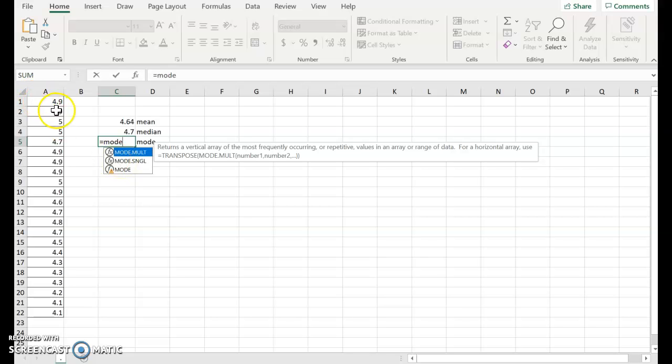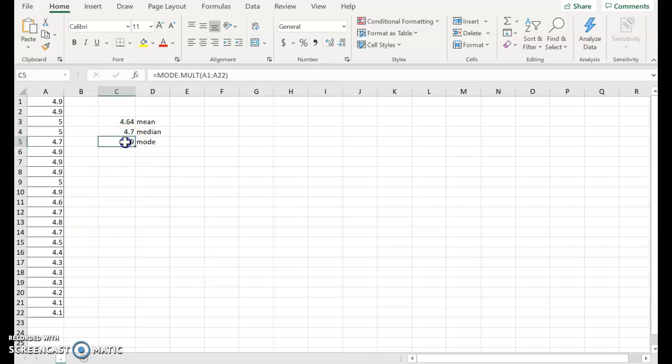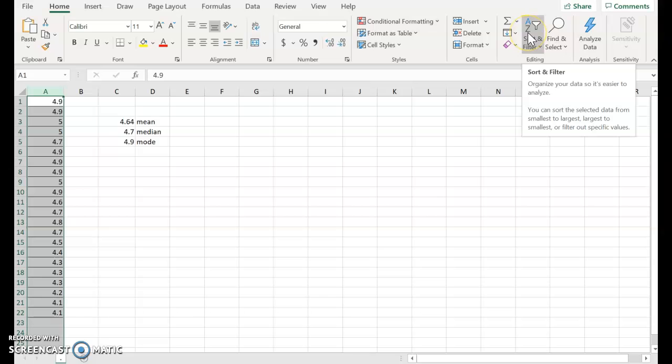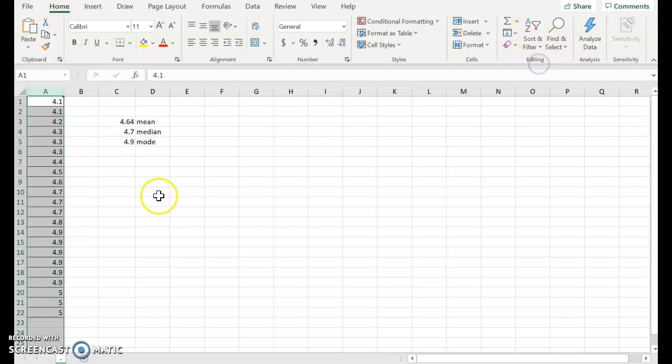And I think we can try multi, but I don't think, okay, so the mode is 4.9. There was not more than one mode. If you're not sure, you can always go to this sort up here and sort from smallest to largest, and 4.9 you can see is the mode here.